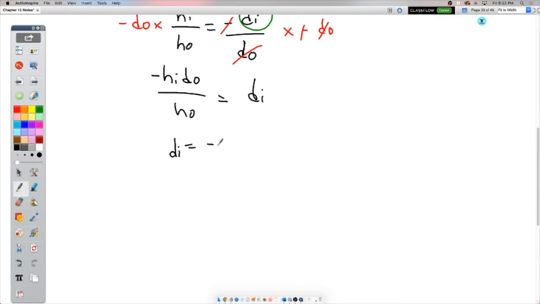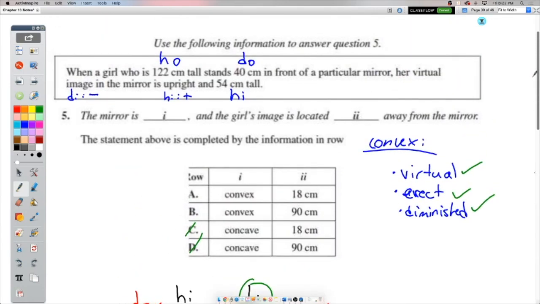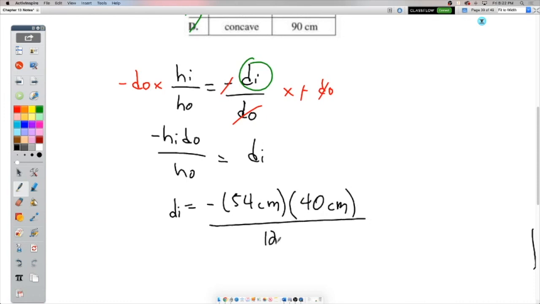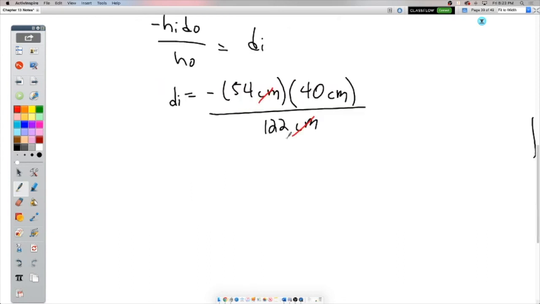So DI equals negative, HI. The image was upright, so should it be positive or negative? Well, we already said it should be positive. So DI equals negative 54 centimeters times DO, which is always positive, because we define the object's orientation as the positive orientation, 40 centimeters, divided by the height of the object, 122 centimeters, which is also positive by default. Centimeters cancel, and our answer is going to be in centimeters. Our DI is negative 18 centimeters.